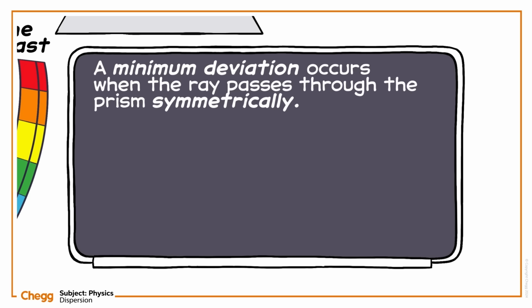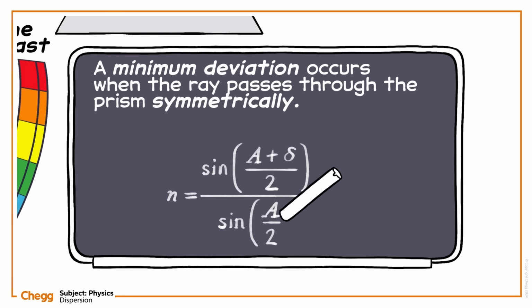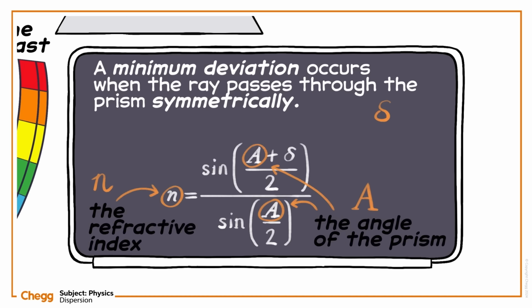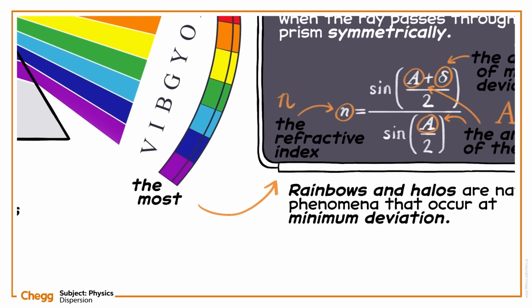We can relate the refractive index to the angle of minimum deviation by the following equation. n, the refractive index, equals sin of (A plus delta) divided by 2, over the sine of A over 2. n is the refractive index of the prism, A is the angle of the prism, and delta is the angle of minimum deviation. Rainbows and halos are natural phenomena that occur at minimum deviation.